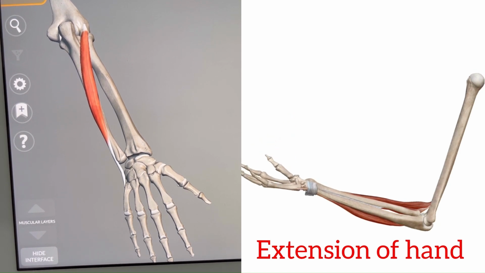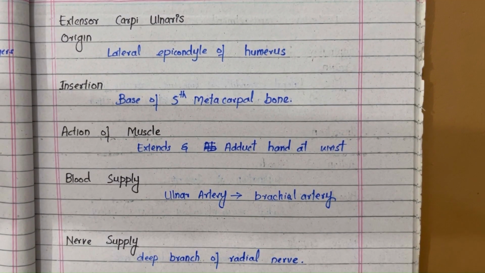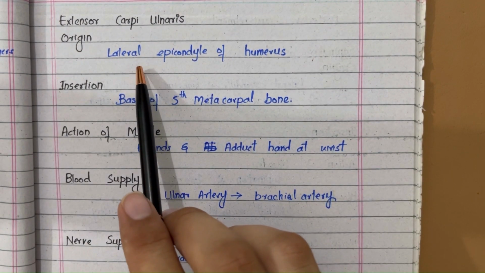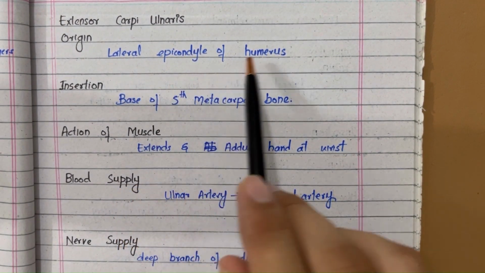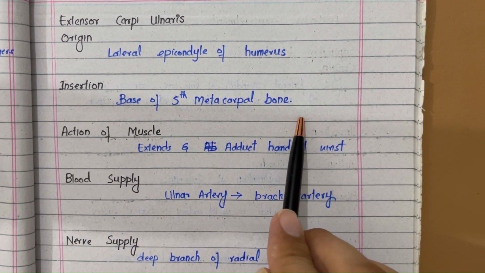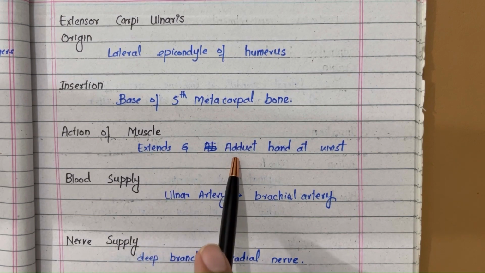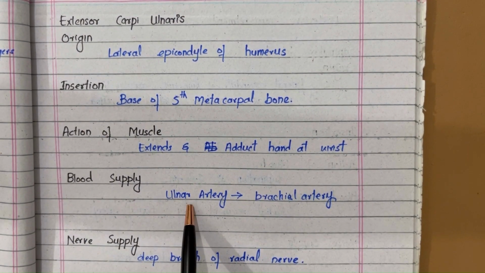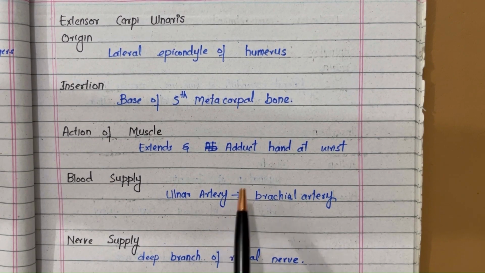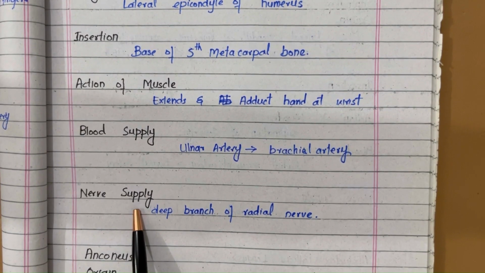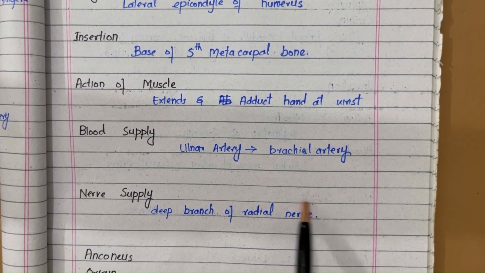Now student, as we have discussed the anatomy of the extensor carpi ulnaris muscle, here we will overview this muscle as it originates from the lateral epicondyle of the humerus bone and inserts into the base of the fifth metacarpal bone. It plays an important role in the extension and the adduction of the hand at the wrist. It is supplied by the ulnar artery. Student, the ulnar artery is the branch of the brachial artery. Now the innervation of the extensor carpi ulnaris muscle is the same, the deep branch of the radial nerve.